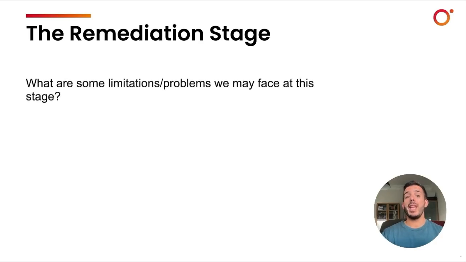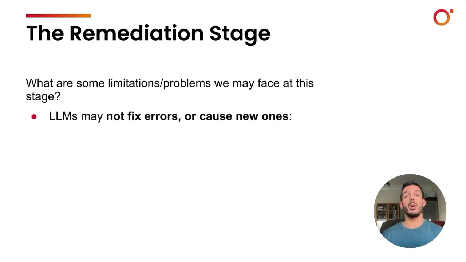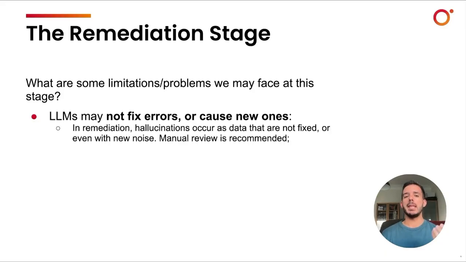Now, naturally, as for any other type of activity, we do have limitations and problems with using GenAI in an automated way. One would be the LLM not fixing the errors or even causing new errors, or maybe doing both, right? Not fixing the errors that you asked it to fix and even introducing new errors or new noise. So those are two possible problems that could both occur. The hallucinations by an LLM take a specific shape, which is wrong suggestions of what to fix, or actually not executing the fixing of the data, if you will, right? So they may not fix the data, or they may introduce noise, right?